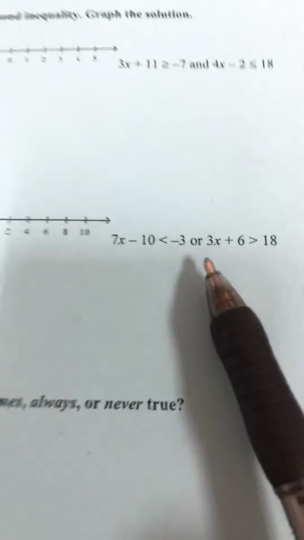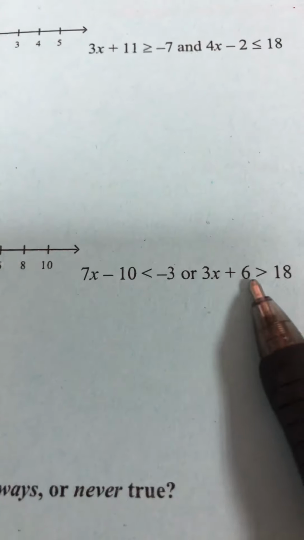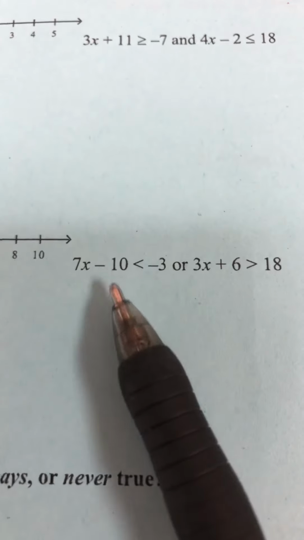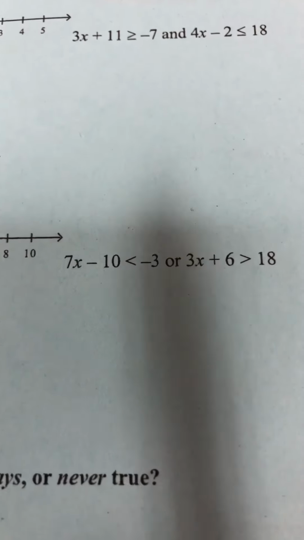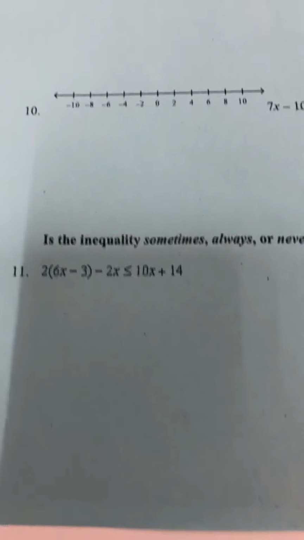For number 10, you're going to be shading things going in different directions. And these are going to be open circles because they can't equal it. See, there's no equal sign, half an equal sign underneath the less than sign or the greater than sign here, okay? All right. So go ahead and graph those.